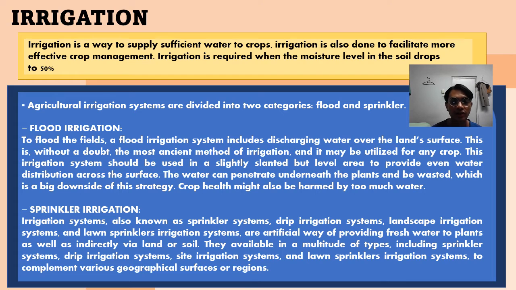Second, sprinkle irrigation. Irrigation systems, also known as sprinkler system, drip irrigation system, landscape irrigation system, and lawn sprinkler irrigation system, are an artificial way to provide fresh water to plants, as well as indirectly via land or soil. They are available in a multitude of types, including sprinkle irrigation system, drip irrigation system, sun irrigation system, and lawn sprinkle irrigation system, to complement various geographical surfaces of all regions.